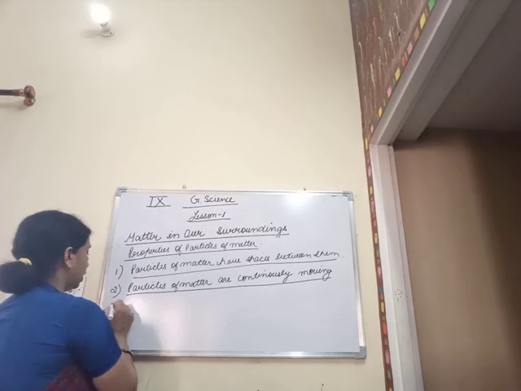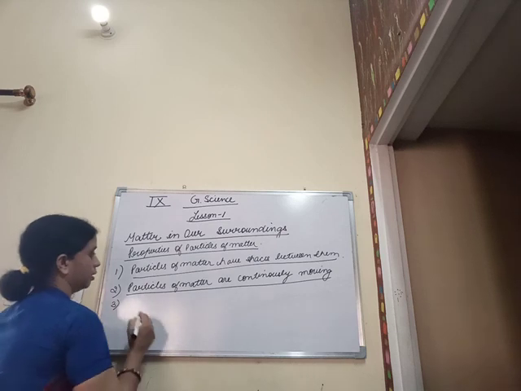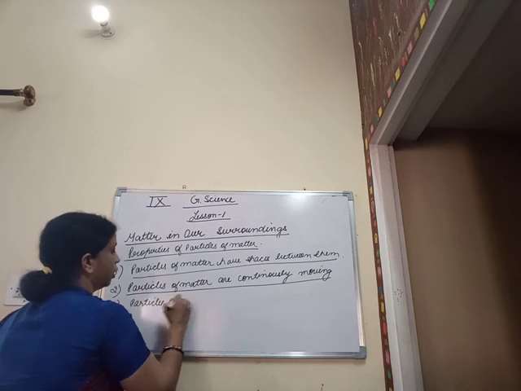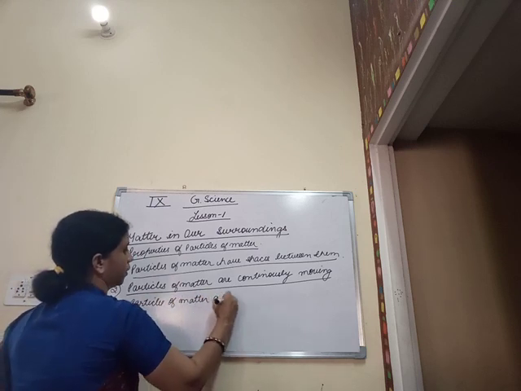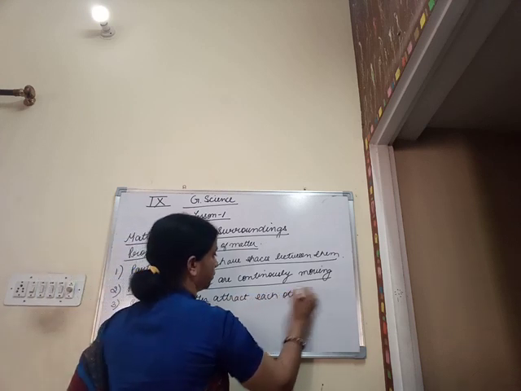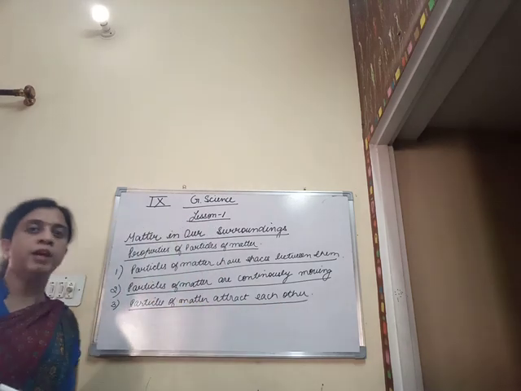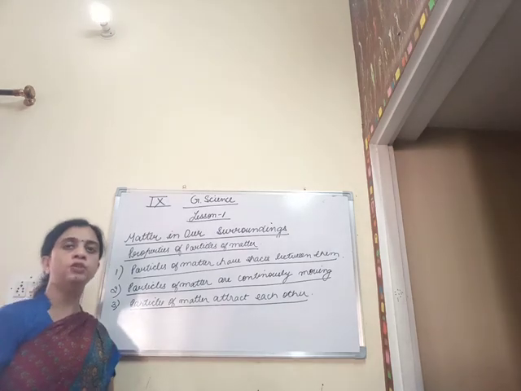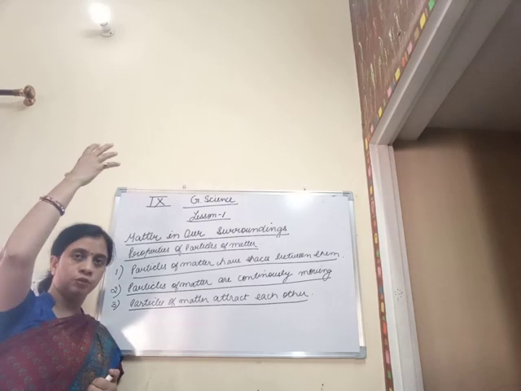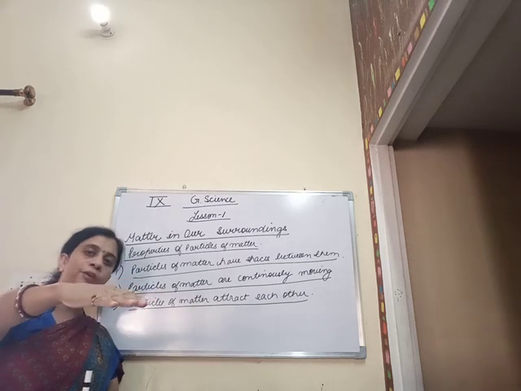Then the third property of matter is that particles of matter attract each other. This property of the particles of matter can be very well understood by various activities around you. You just open a tap, and after opening the tap, you can see that a stream of water starts flowing from the tap. You just put your hand under the stream of running water.